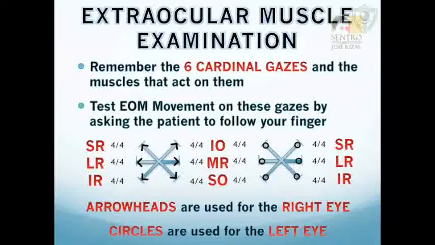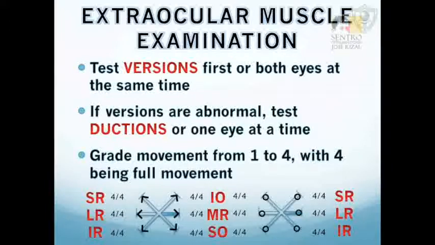In testing for the extraocular muscle movement, it is important to remember the 6 cardinal gazes and the muscles that act on them. Test EOM movement on these gazes by asking the patient to follow your finger in the directions shown. Arrowheads are used to report findings for the right eye, while circles are used to report findings for the left eye. Test both eyes or versions first. If versions are abnormal, test ductions or one eye at a time. Grade the movement from 1 to 4, with 4 being full movement.